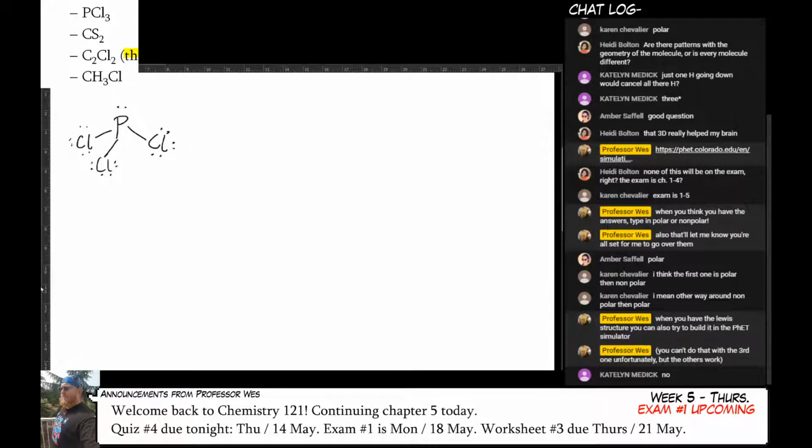And if I draw my arrows, hold on, I have a mistake. I've got to look at the electronegativity table first to see which direction the arrows go. And I already know that Cl is more electronegative than P. So what I would draw is the arrows going in this direction instead.